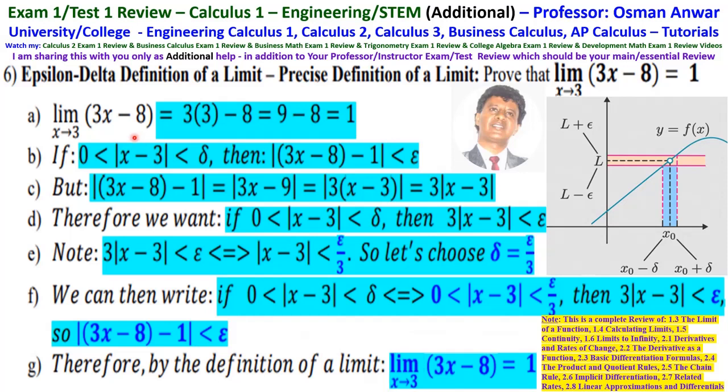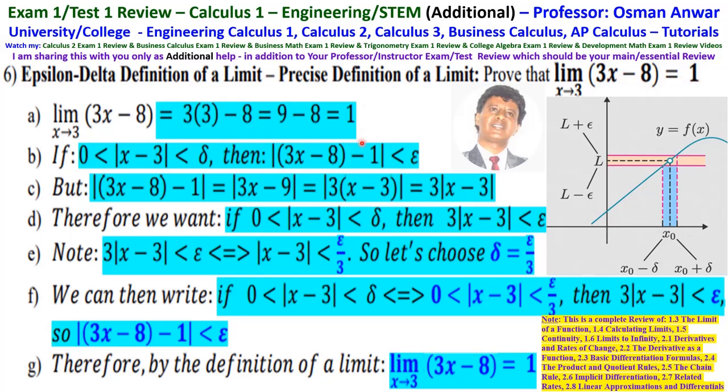Okay. Number 6 is epsilon delta definition of a limit, which is the precise definition of a limit. Prove that the limit as x approaches 3 of 3x minus 8 equals 1.